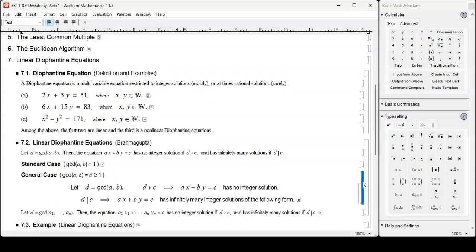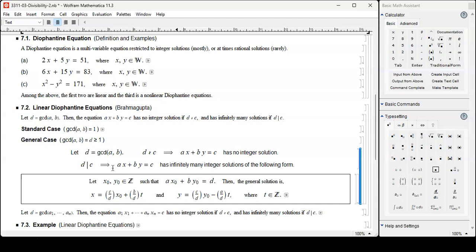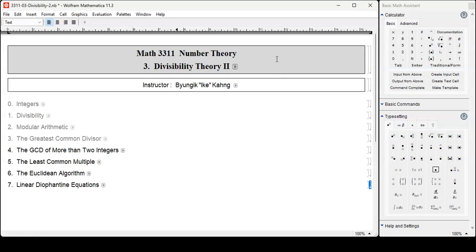And the general case is, if D does not divide c, then there's no solution. And then in this case, we have this kind of solution coming from the previous case, actually. Now, how to prove those? We're going to do that in the next video.